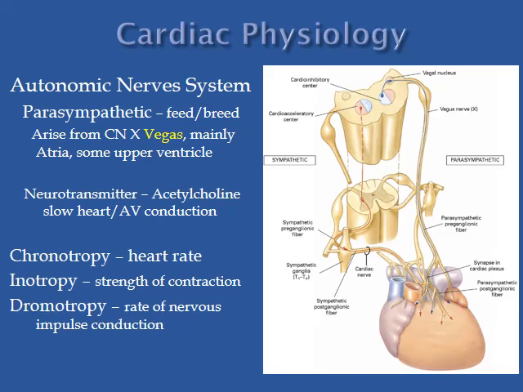So remember the three properties. Hey, I talked about them a lot already, but you're seeing them again. Remember that chronotropic is heart rate, the inotropic is the squeeze, and the dromotropic is the rate of impulse conduction. So parasympathetic autonomic nervous system slows things down at that AV node. And we'll talk more about that when we do heart blocks later in this semester.